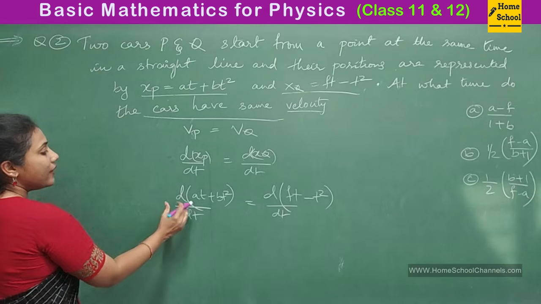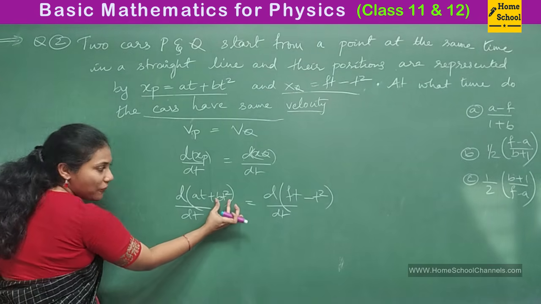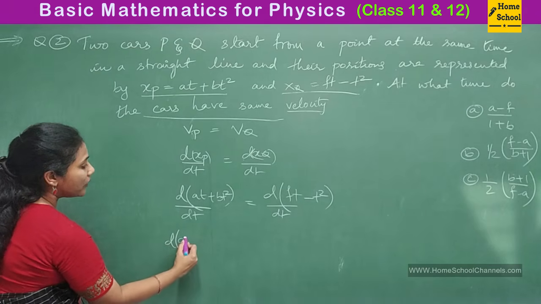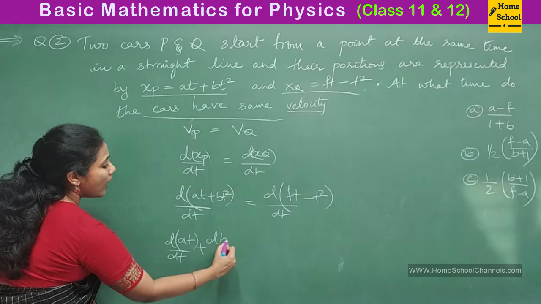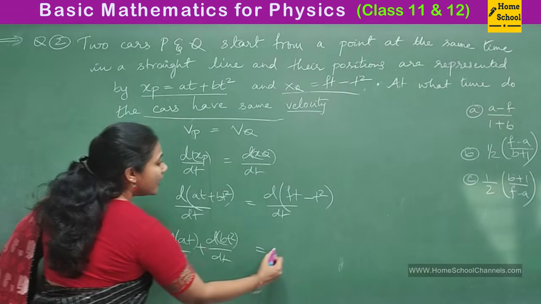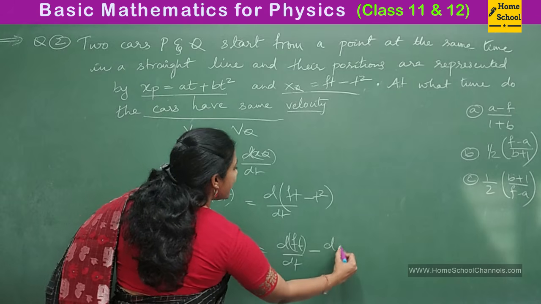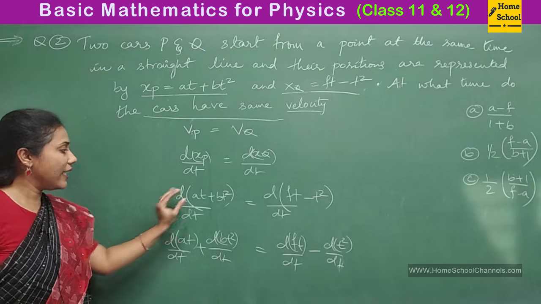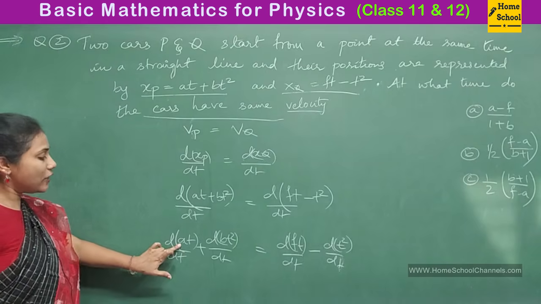And how do you differentiate this? This is addition: differentiation of this term plus differentiation of this term. So here, differentiation of at by dt plus differentiation of bt square by dt. And here, differentiation of ft by dt minus differentiation of t square by dt. Now, differentiation of at: a is a constant, guys.